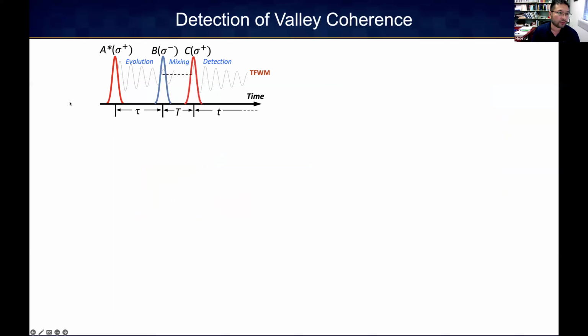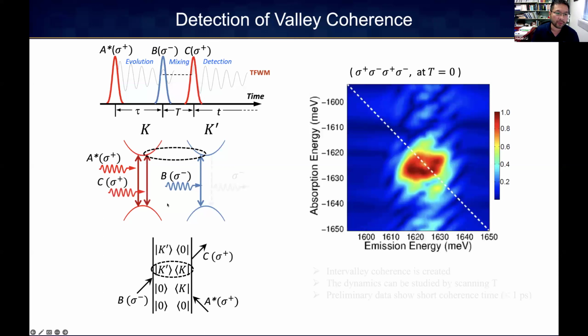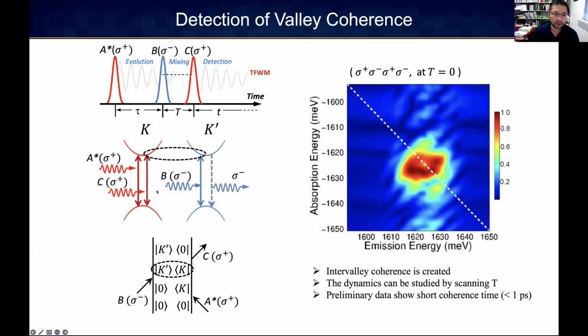And you can also do sigma plus, sigma minus, and sigma plus. In this case, you will be able to generate an inter-valley coherence between K and K prime. And if you wait for that to evolve and then probe it with the third pulse, then that will give you the dynamics of the inter-valley coherence as a function of the waiting time right here. Also, that's a direct probe of that quantum coherence.